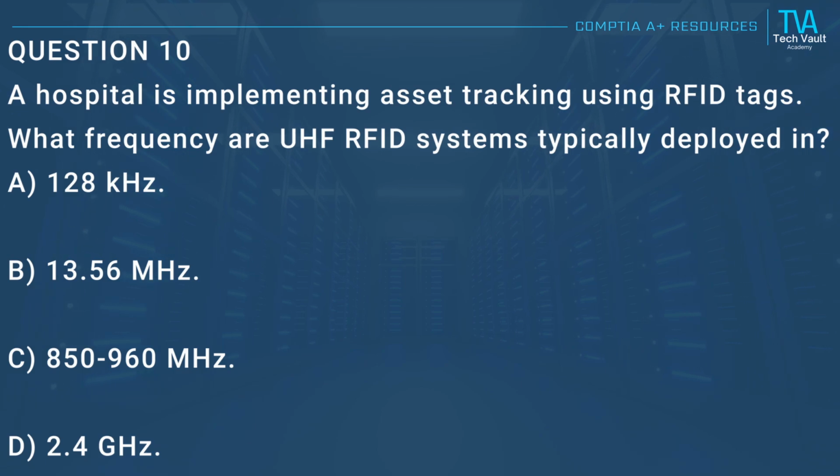Question 10. A hospital is implementing asset tracking using RFID tags. What frequency are UHF RFID systems typically deployed in? A, 128 kHz, B, 13.56 MHz, C, 850 to 960 MHz, D, 2.4 GHz.